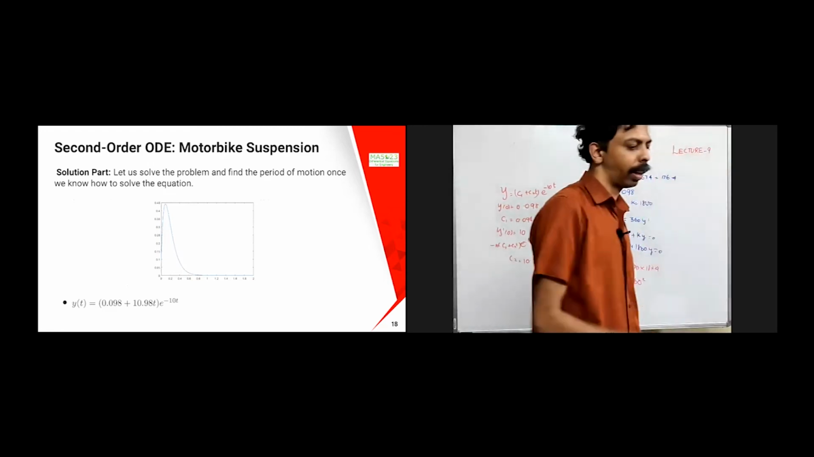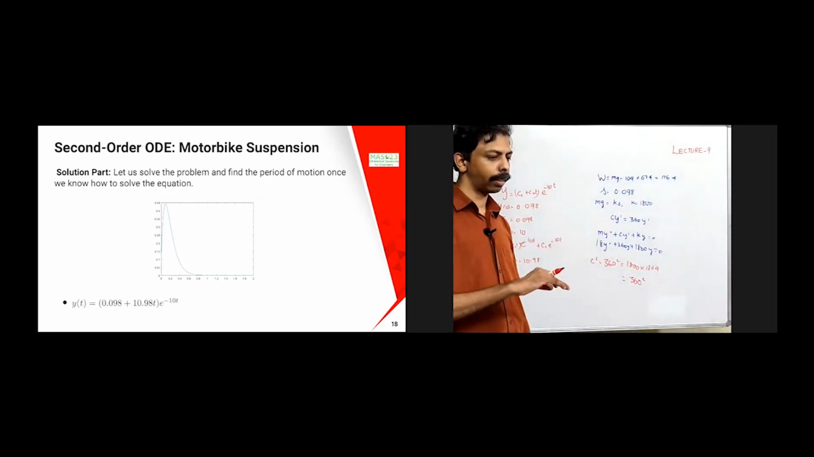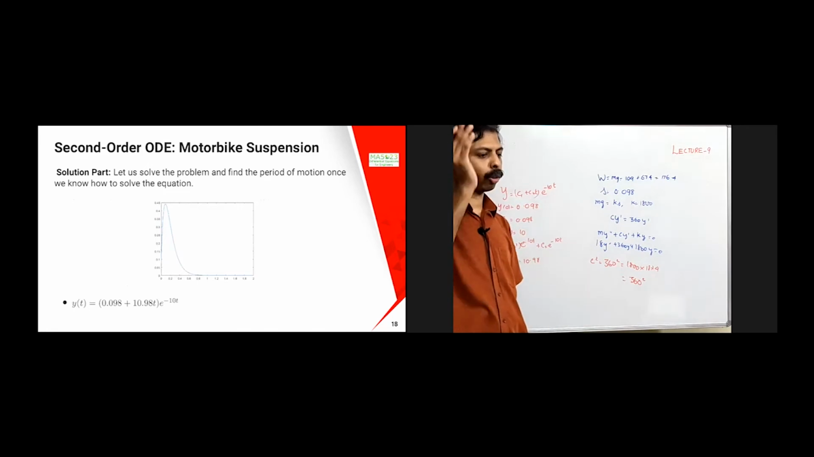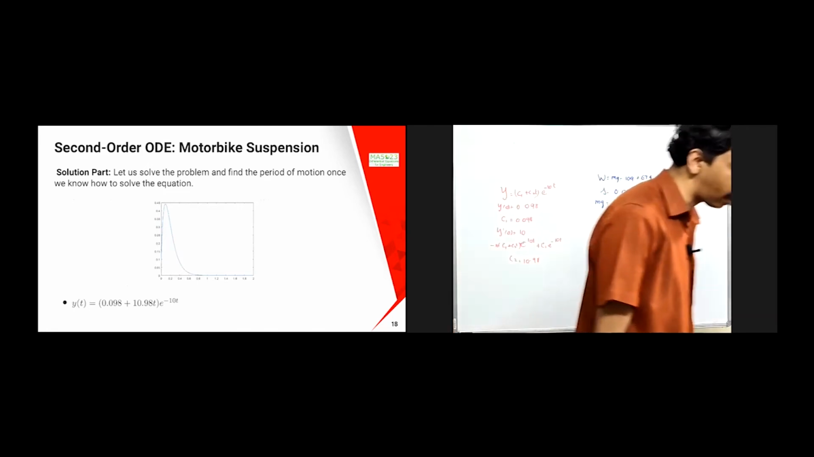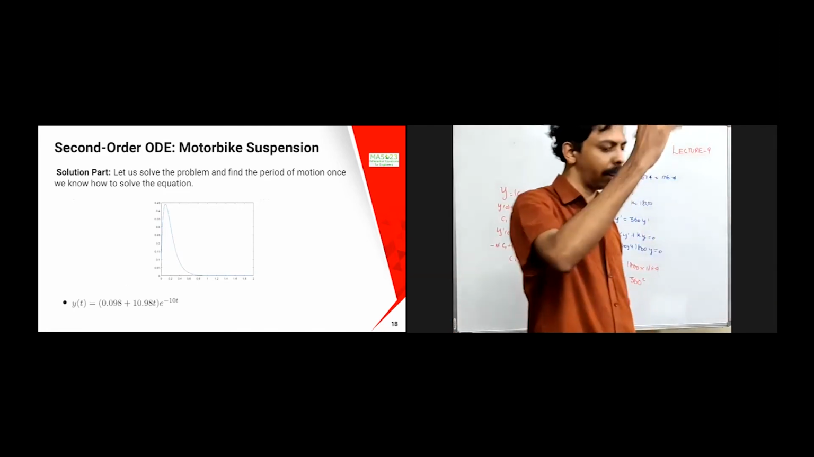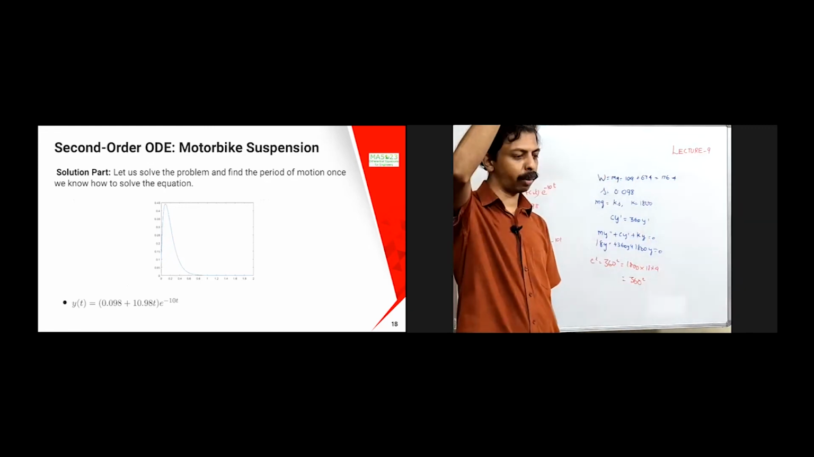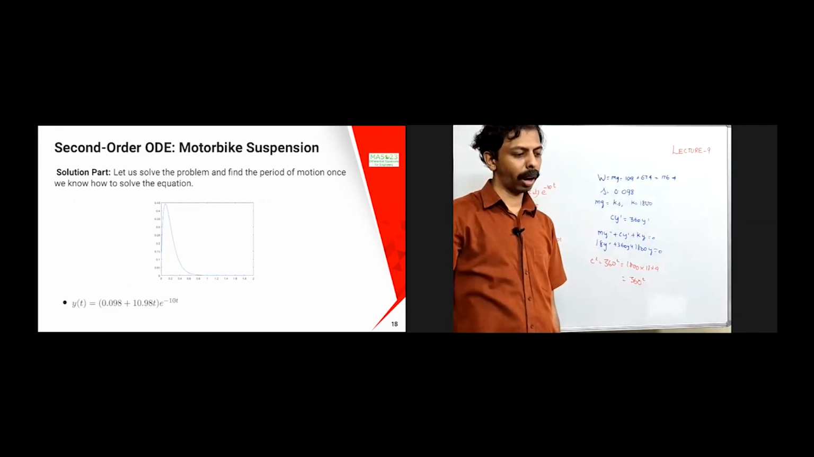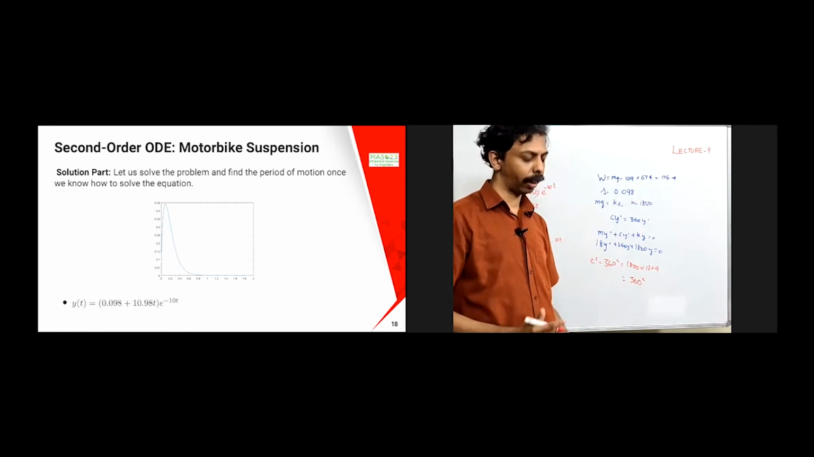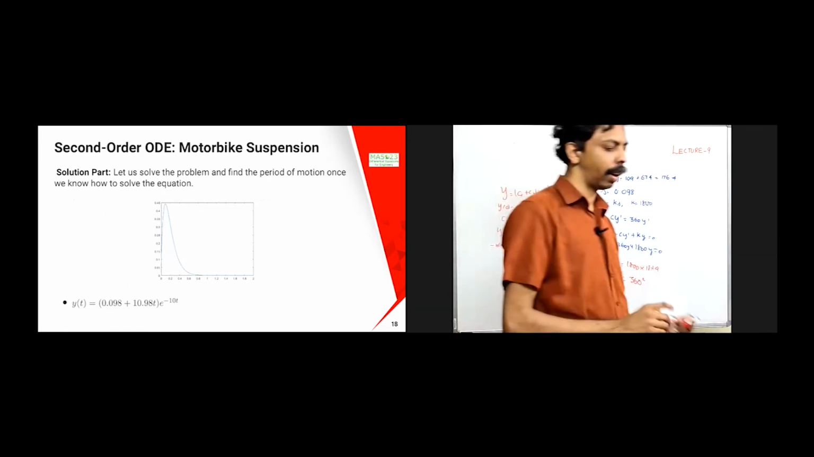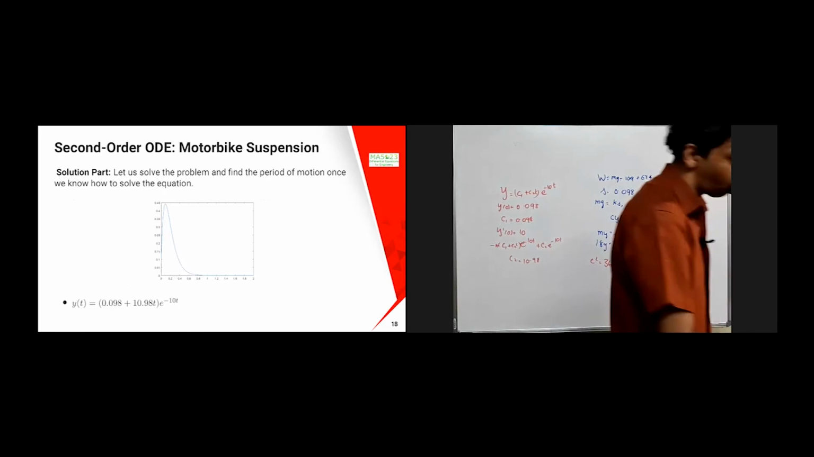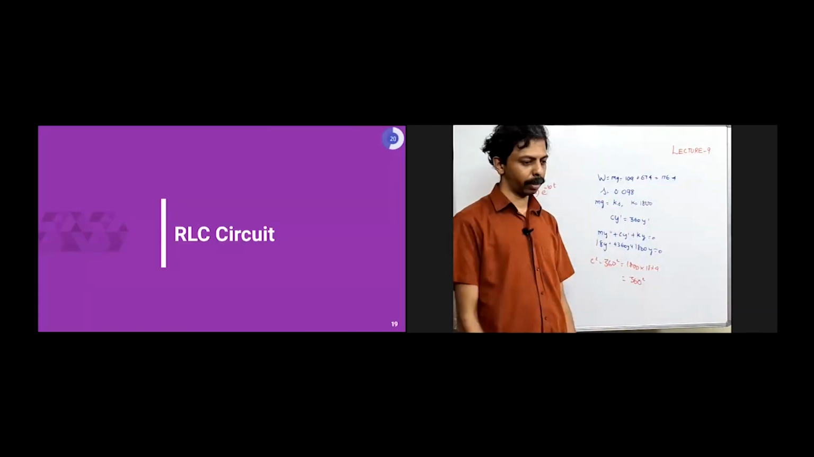So this is the graph for the problem. You can see that it is just exponentially growing. Almost it reaches 0.48. The damping problem is reaching almost 0.48, and then it comes to the decay mode after a certain stage because of e power minus 10t. So this is happening in the motorbike suspension problem.